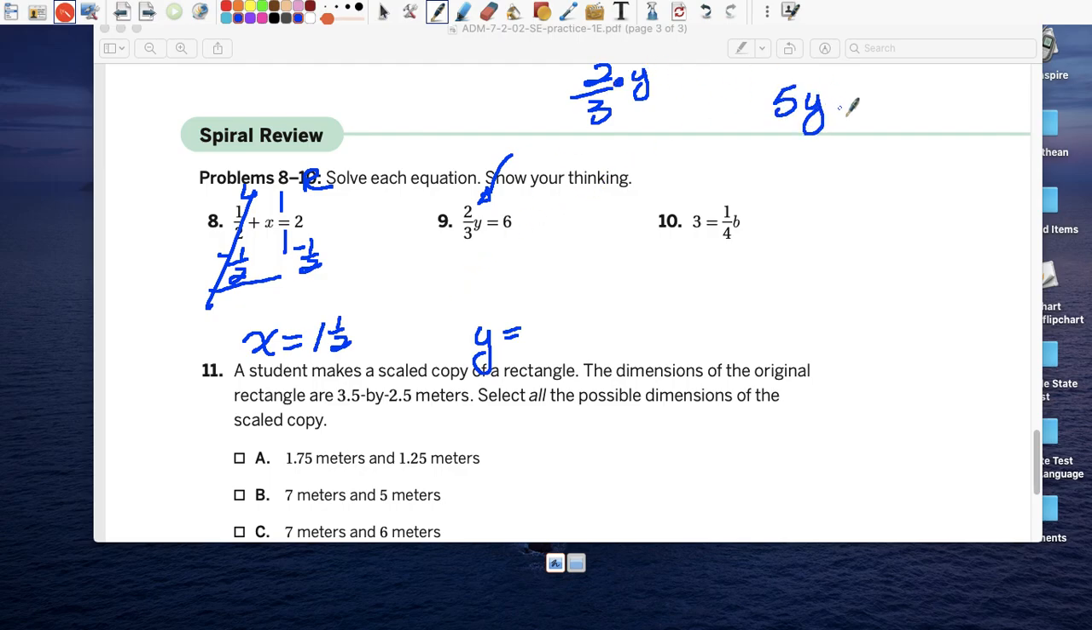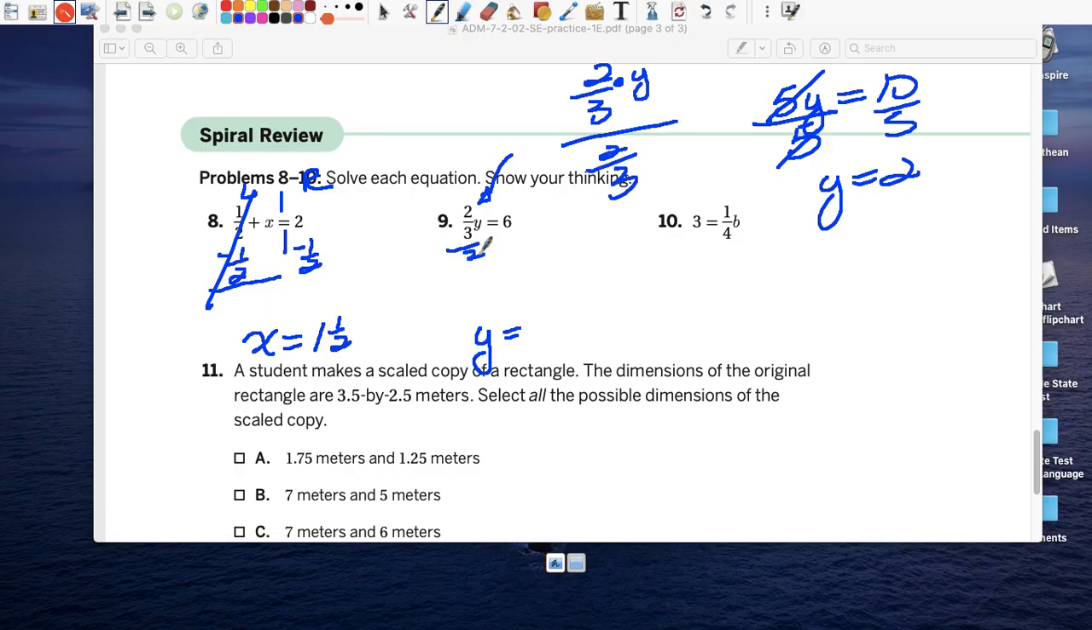What happens if it was 5y? Let's think about this equation. 5y equals 10. You would say, oh, that's easy. Divide that by 5, divide by 5. The 5 simplifies to 1, and y equals 2. No, it's the same idea here. We're going to divide both sides by 2/3. I'm going to divide this by 2/3. I'm going to divide this by 2/3.